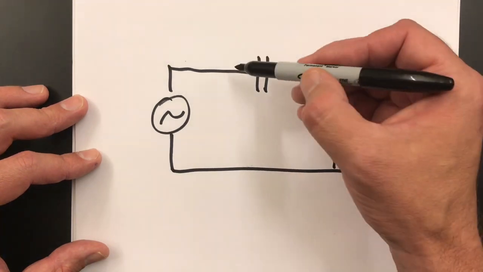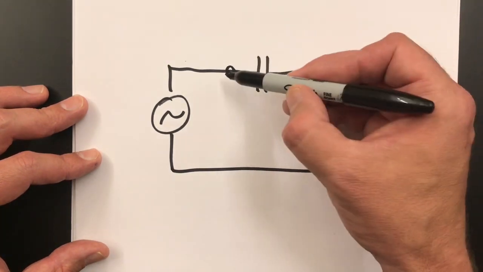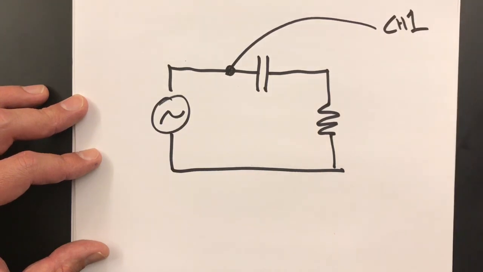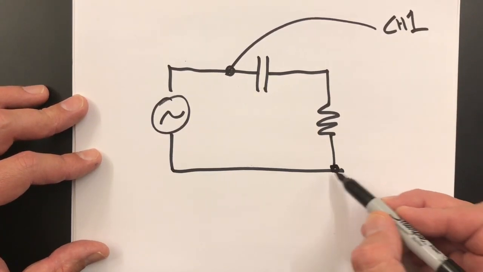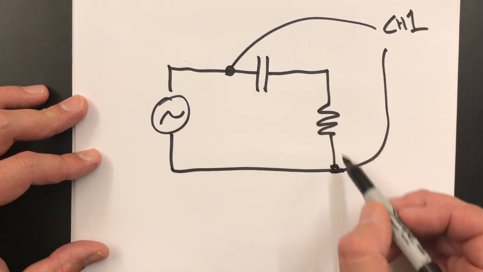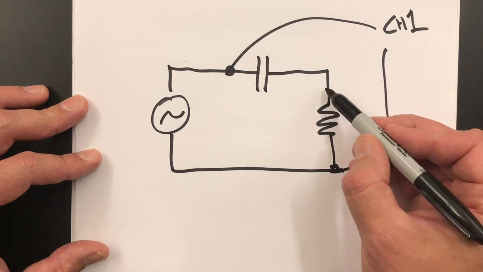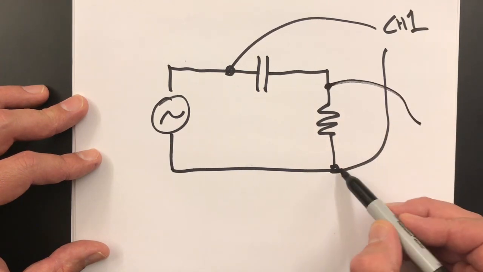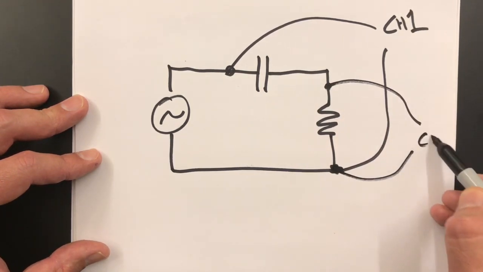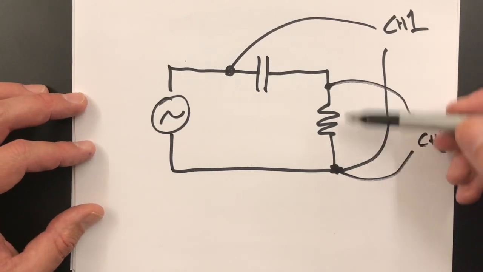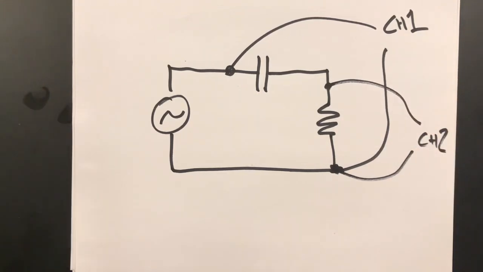To measure, I'm going to hook up an oscilloscope so that channel 1 will be looking at the voltage difference across the series combination of the capacitor and the resistor. And then channel 2 will be looking at just the voltage across the resistor. So that will tell us the current in the circuit.